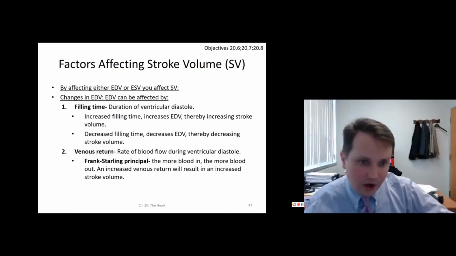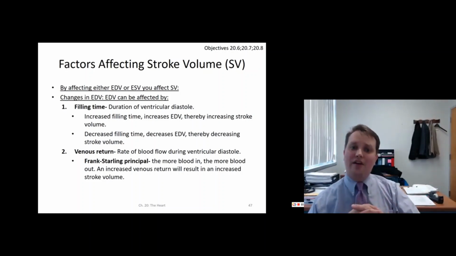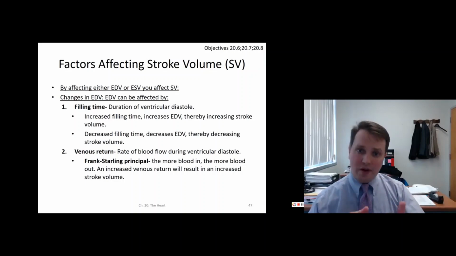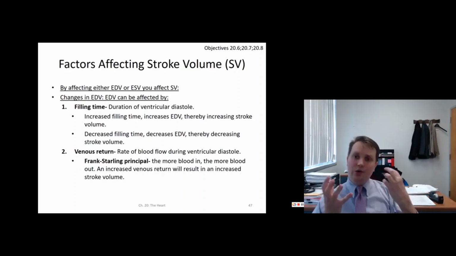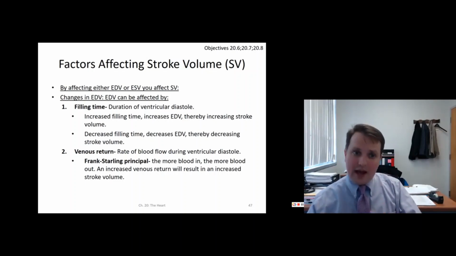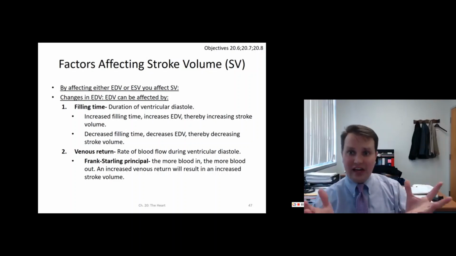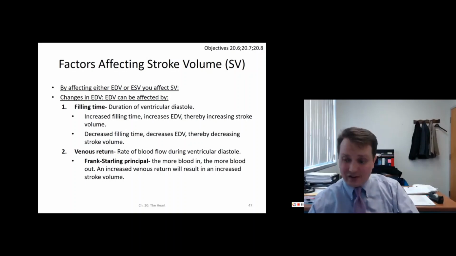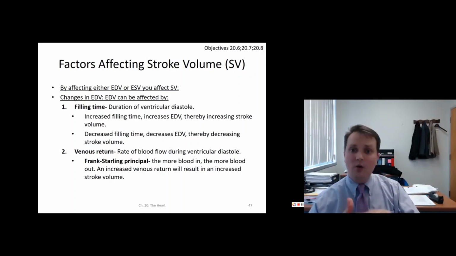Now, what we want to start off here is looking at how we affect stroke volume. This is a very important thing that we're going to be looking at, the factors that regulate stroke volume. How it does this will be huge in working with patients. So we can affect two things to affect the stroke volume. Remember, you affect the EDV or the ESV. EDV, end diastolic volume, or the ESV, end systolic volume. Changing those affects the stroke volume in different ways.